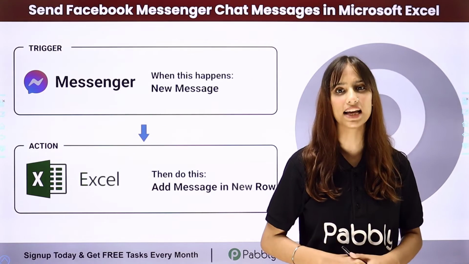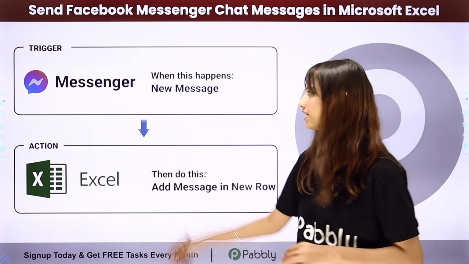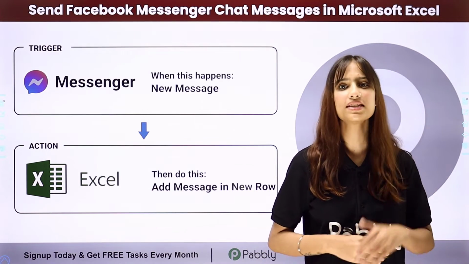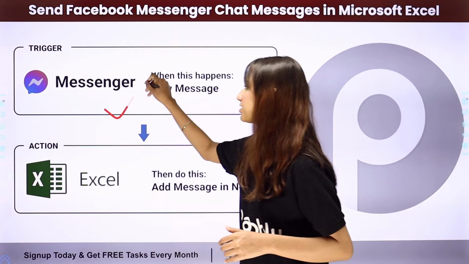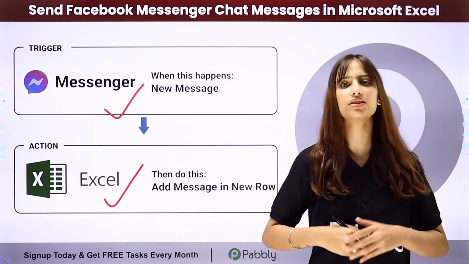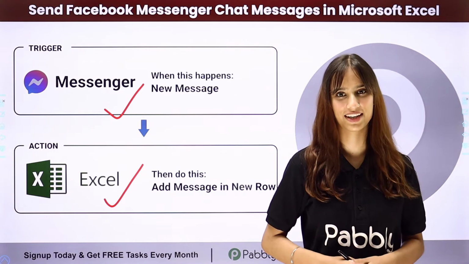So now to do this, I need to create an integration between these two applications, for which I'm going to use Pabbly Connect. So now to do this, here my trigger application will be Facebook Messenger and my action application will be Microsoft Excel. So if you want to learn more about this, follow me through the screen.